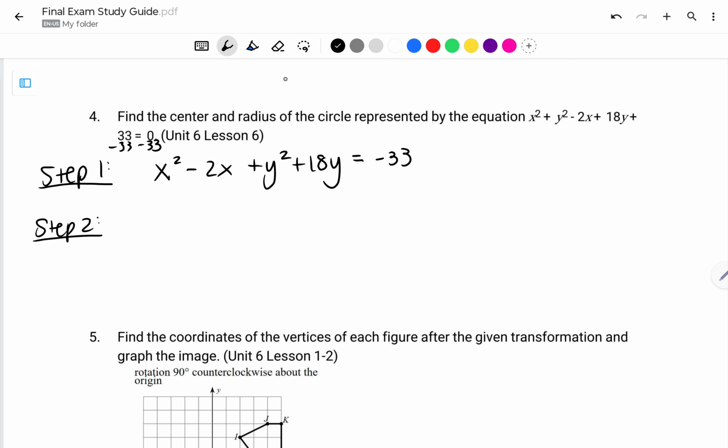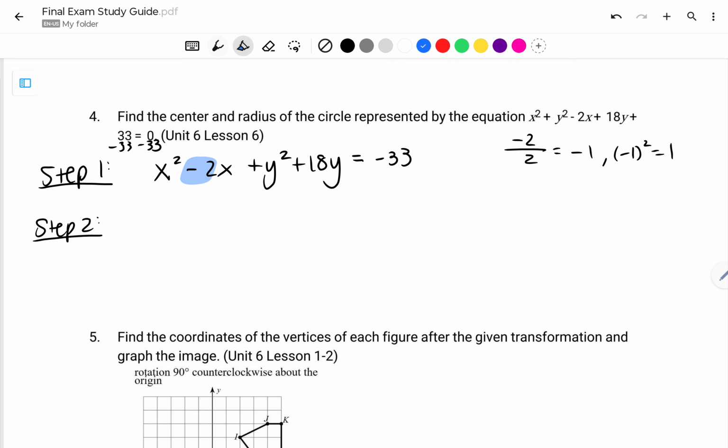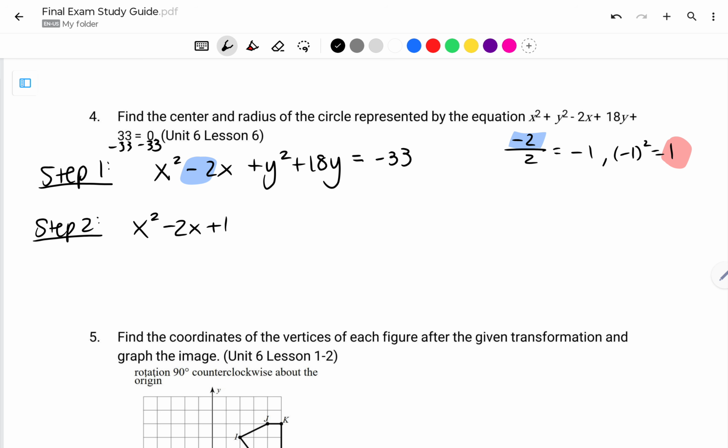So I'm taking this negative 2, and I have to divide that by 2. So it's negative 1. And then I have to take negative 1 squared, and that's going to be positive 1. So I'm going to take this positive 1, and I'm going to complete my square. Okay. So that positive 1 goes there, and then this is that negative 2.